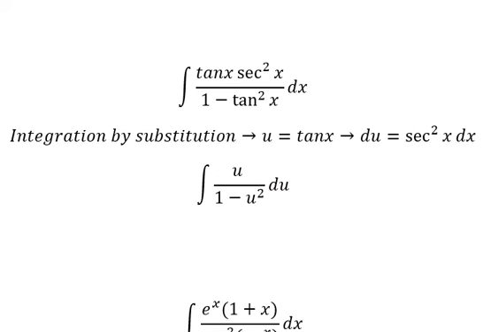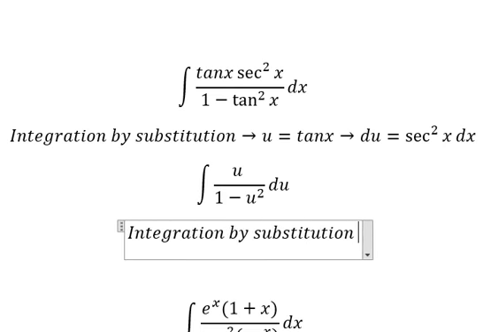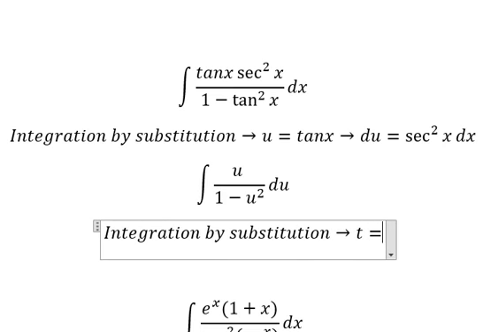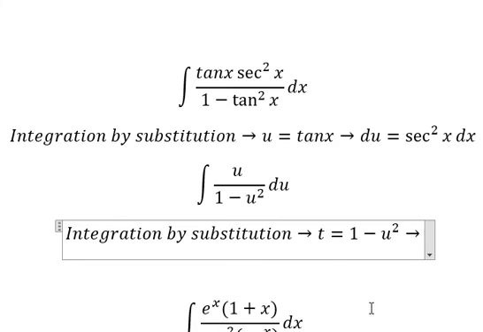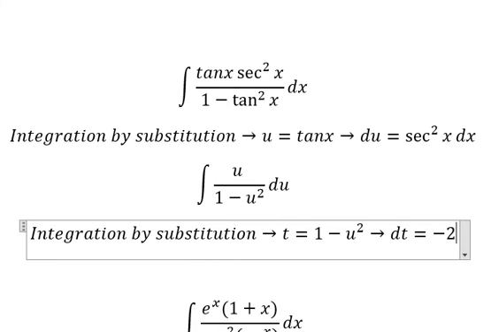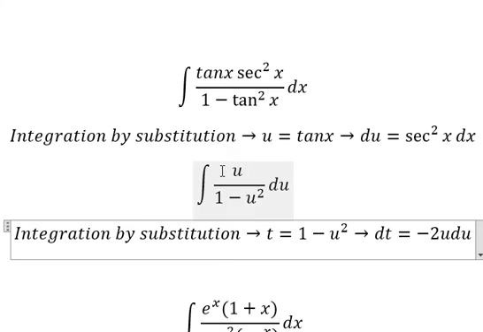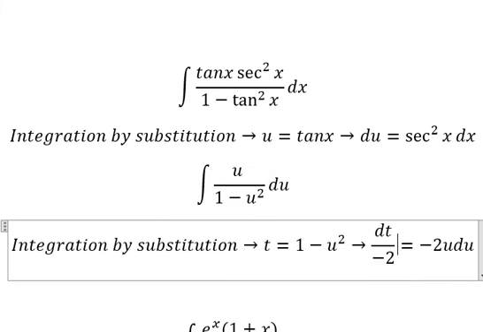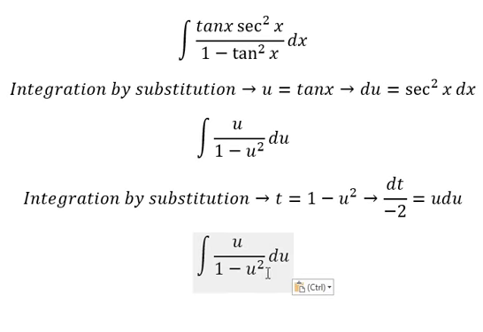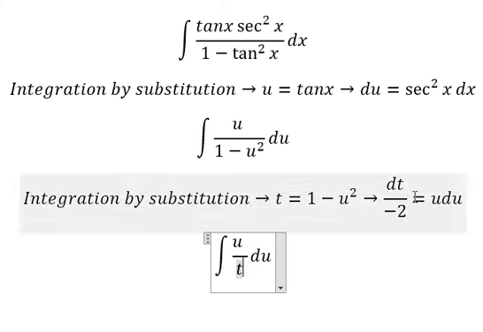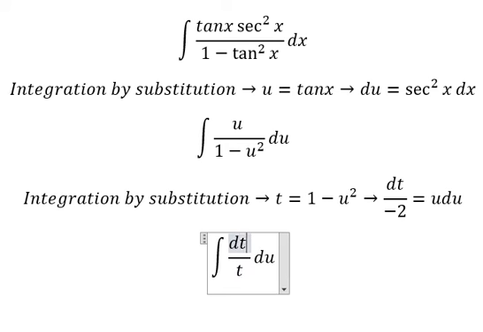Next, we need to use integration by substitution. So I will put t equals 1 minus u squared. We first take the derivative of both sides, and we have negative 2u du. Because we don't have negative 2, we divide both sides by negative 2. So this one we change for t. u du we change for dt over negative 2.